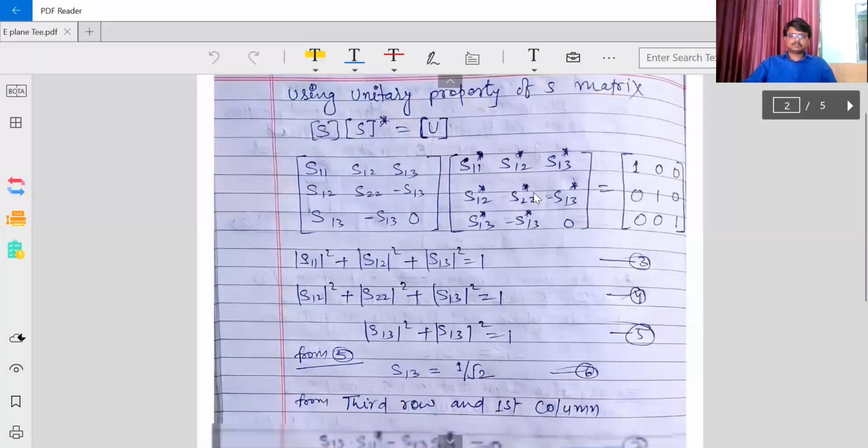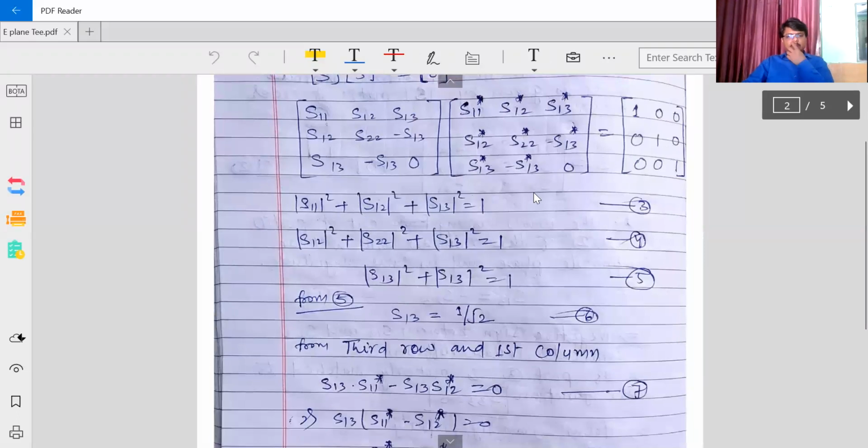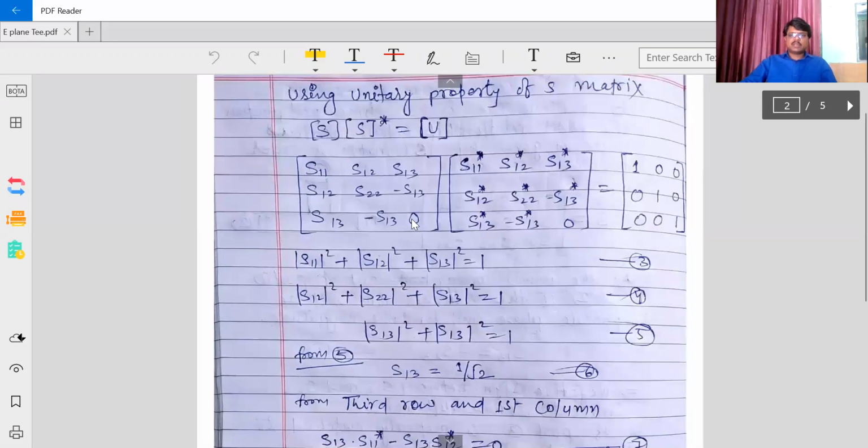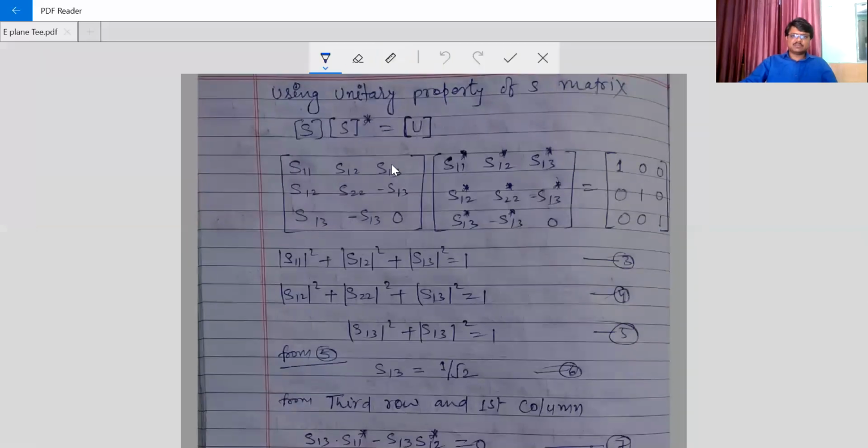Now we want to calculate the other values. Till now we have calculated S13, so all these values we know. S13 is now calculated. Now we have to calculate S11, S12 and S22.